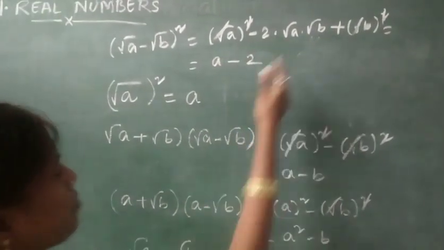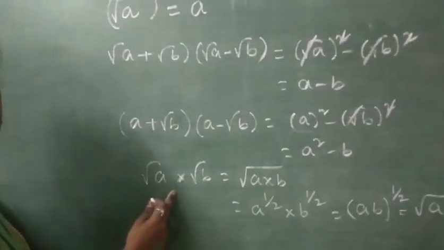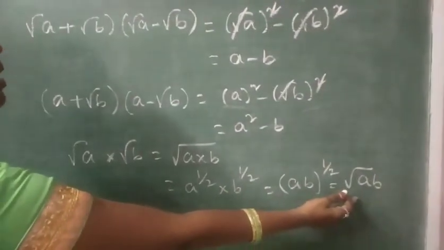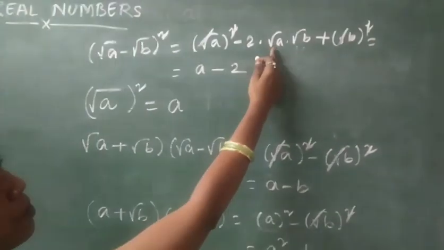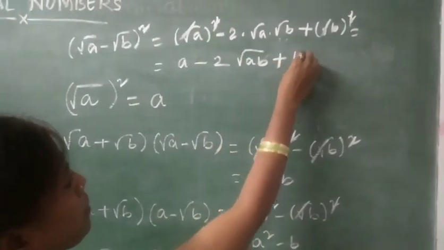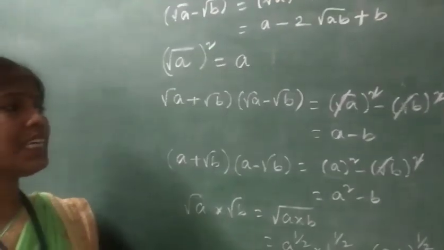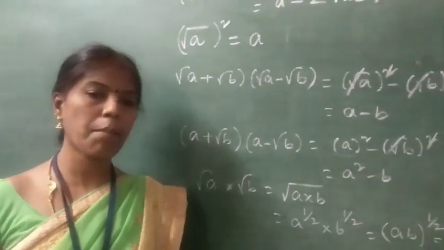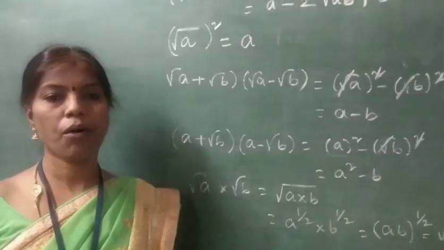Now root a into root b. We have learned what root a into root b is. It is nothing but root ab. So 2 into root a into root b is nothing but 2 root ab, plus b. So these are the identities we can apply for solving the problems.